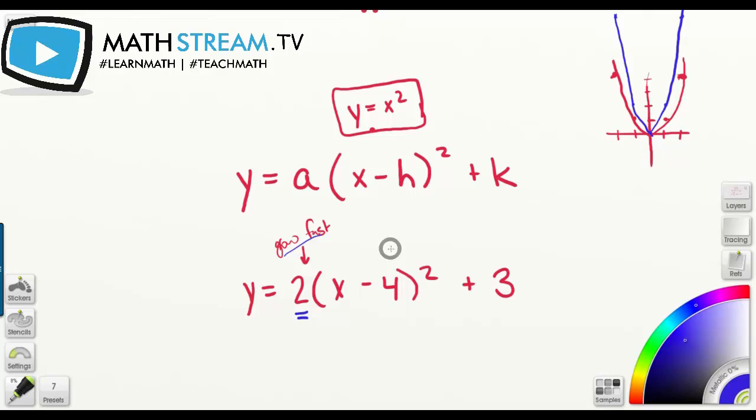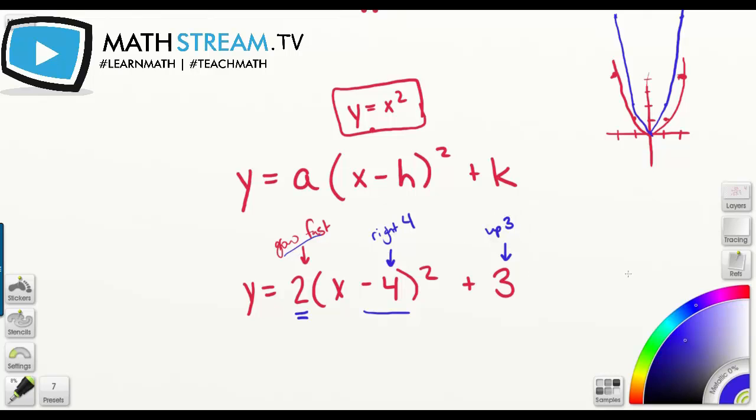This next number, the -4, is going to cause the graph to move right 4. Remember, it's the opposite of what we think. The negative, you'd think it'd go left, but it doesn't. It moves it right 4. And then this last one, the k, moves it up 3.